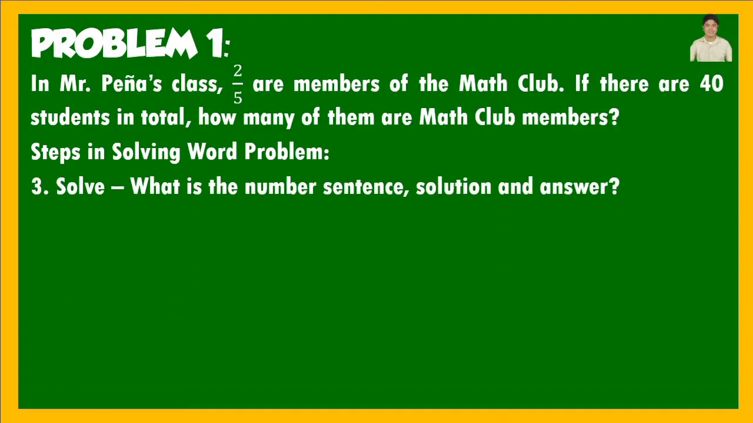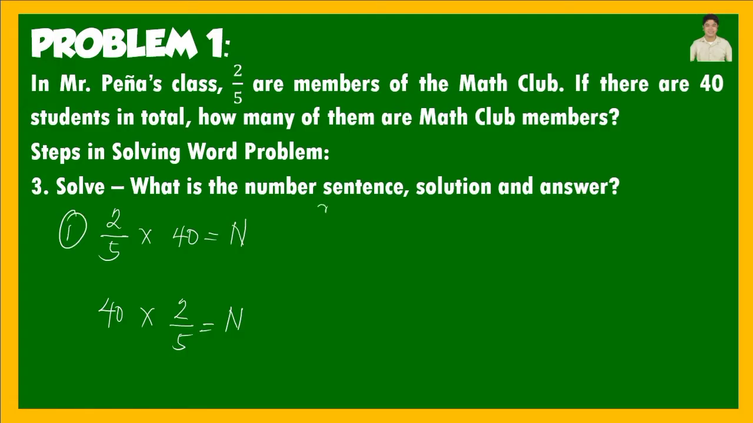The third step, solve. What is the number sentence, solution, and answer? Okay, so yung ating number sentence here is 2/5 times 40 is equal to n. Or pwede rin naman pong 40 times 2/5 is equal to n. So, alin man dyan ang number sentence natin, pareho lang po. So, we'll use the first number sentence. So, 2/5 times 40 is equal to n.